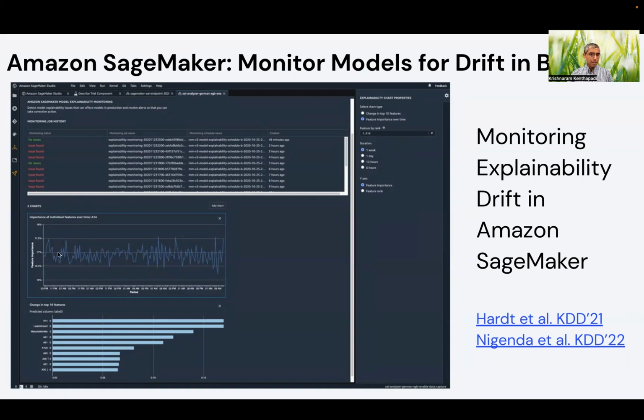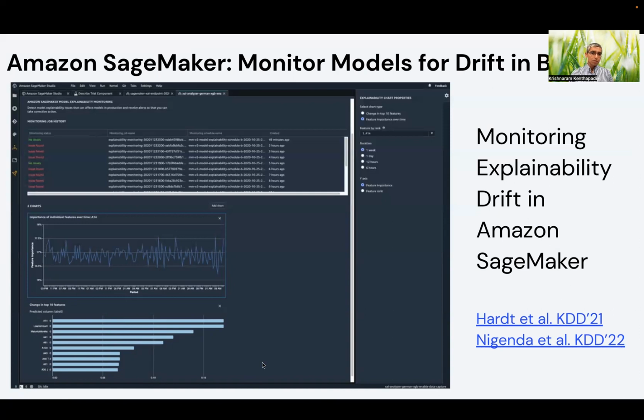At the bottom, we see the chart of the different features ordered by importance, and it may not be visible here. We also show whether certain features have gone up in ranking or gone down in ranking. That can also be an indication whether certain features may be becoming less important or more important over time, and depending on the application context, one could again take certain corrective actions. So once again, for details, please refer to our paper.